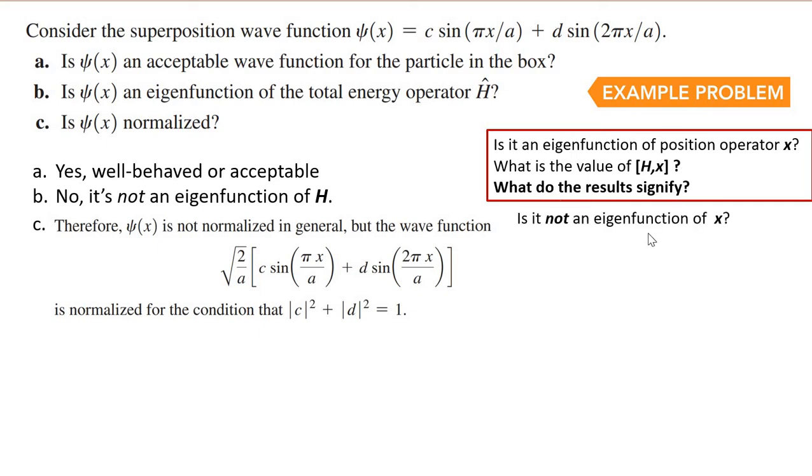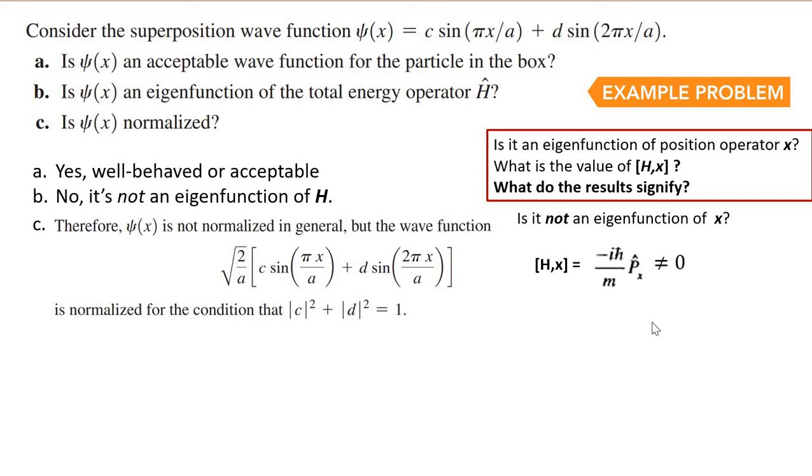So partly the answer is like this: again, it is not an eigenfunction of the operator X, that is the position operator. Which one? This given function. You can easily check it. If you operate the operator X on this function, you will not get it back by a constant multiplier. So it's not an eigenfunction. The second one, Hx, we have already used earlier. The significance is that it is not equal to 0. That means they are not commuting.